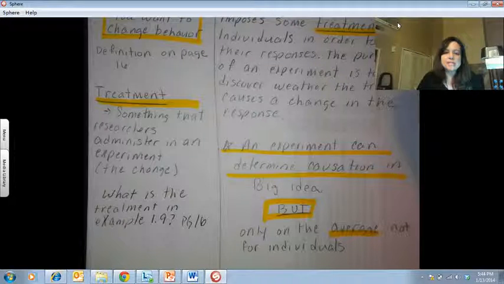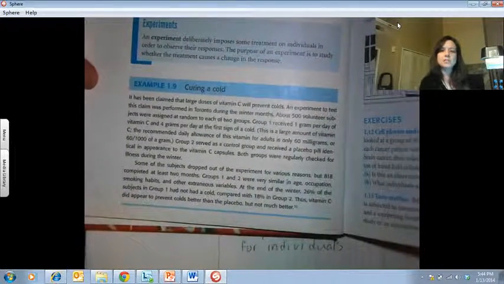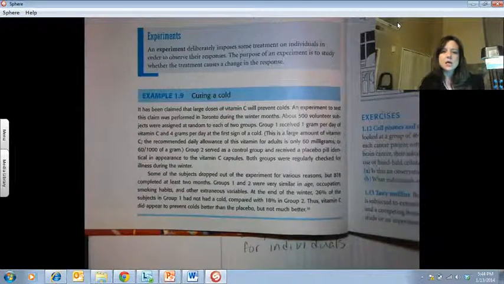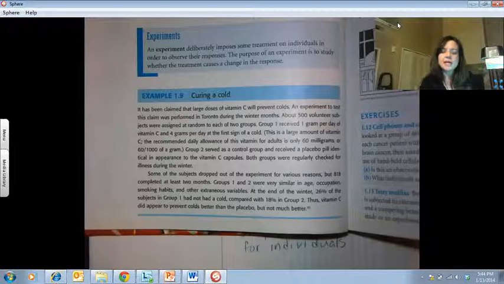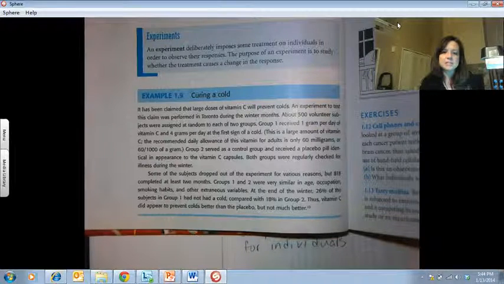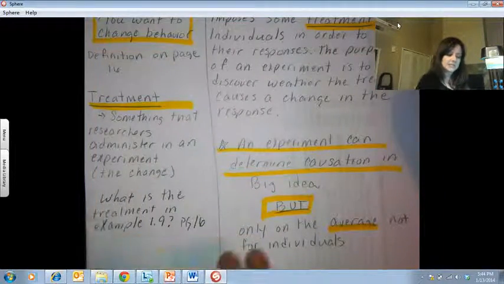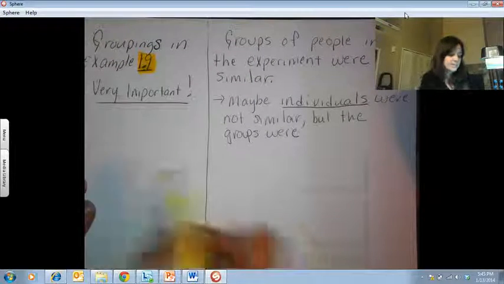What is the treatment in example 1.9? Example 1.9 on page 16 is about trying to determine if vitamin C helps to cure a cold. Take a second, pause this, and read through it, about what's happening, about how many volunteers they have. I'm going to choose a big idea that occurs on the next page, page 17. And that idea is that although individuals in the experiment may be different in the different samples, the groups are going to be the same. Very important here.